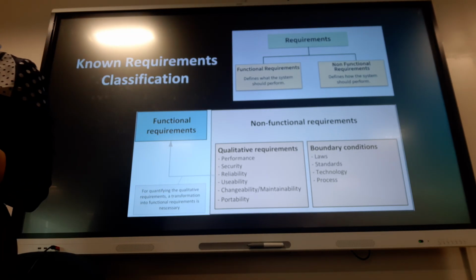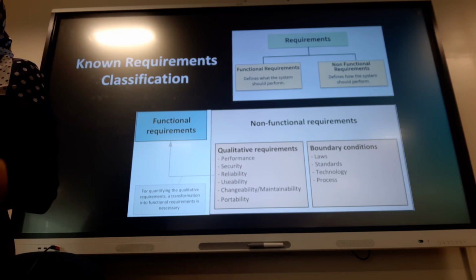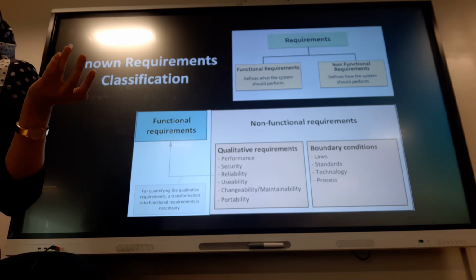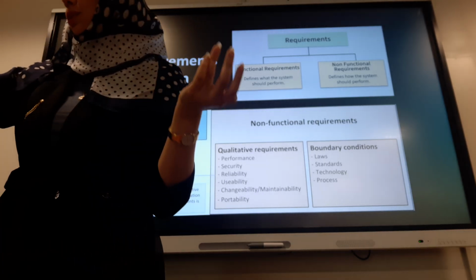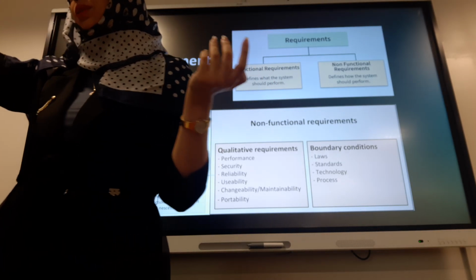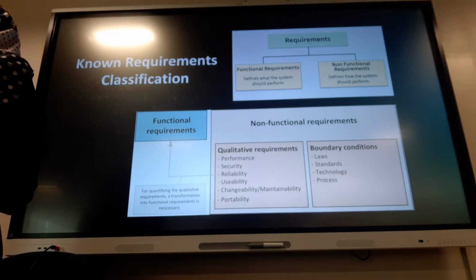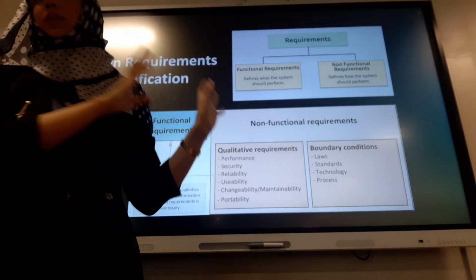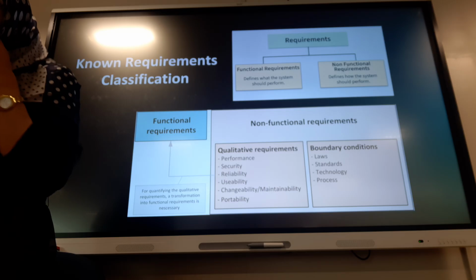If I'm saying my system is scalable to hundreds of users, be specific, up to how many you can handle, right? So tell me after 1,000, the system will crash, right? So you need to be very specific in terms of numbers, time, duration, anything that has to do with these non-functional requirements.